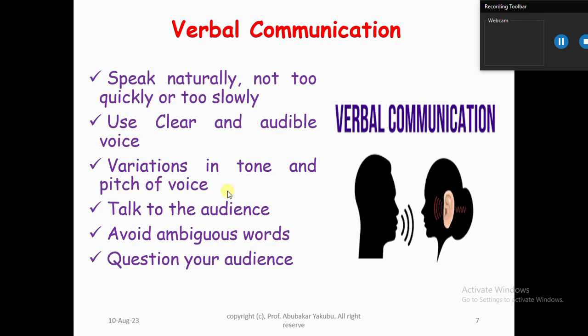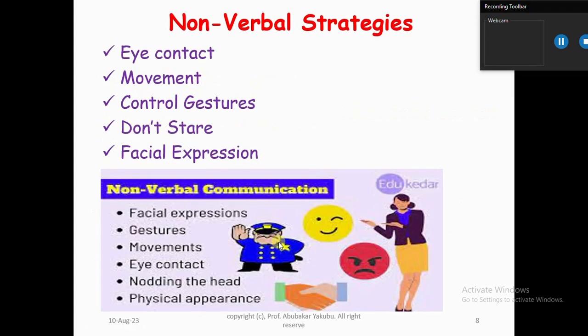Talk to the audience, do not talk to yourself. Avoid ambiguous words during your presentation. Use words that are clear and understandable to your audience. Question your audience. There is nothing wrong with questioning the audience. Sometimes you can start your presentation by asking them, how many of you have used AI tools for your literature review? And then you begin to get responses, and you set up a very good link between the audience and the presenter.